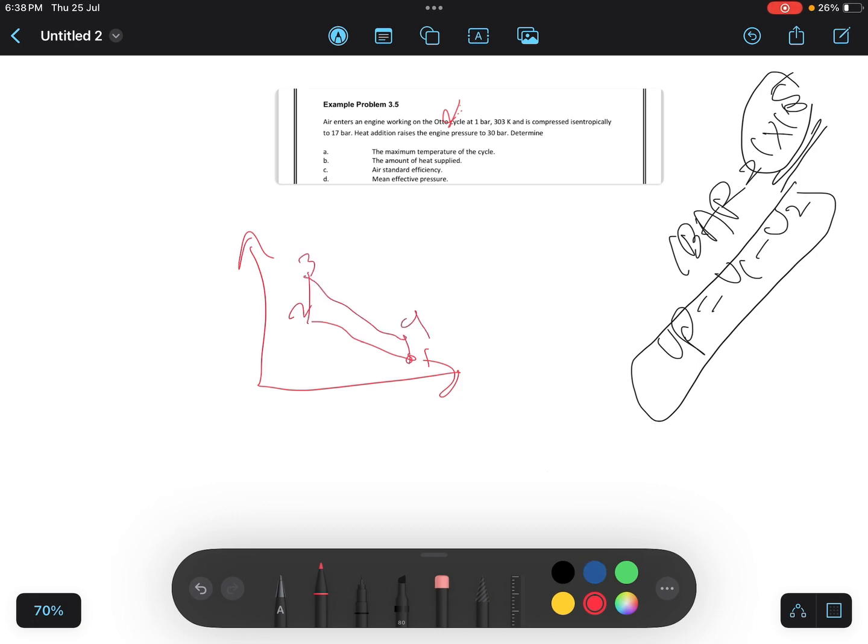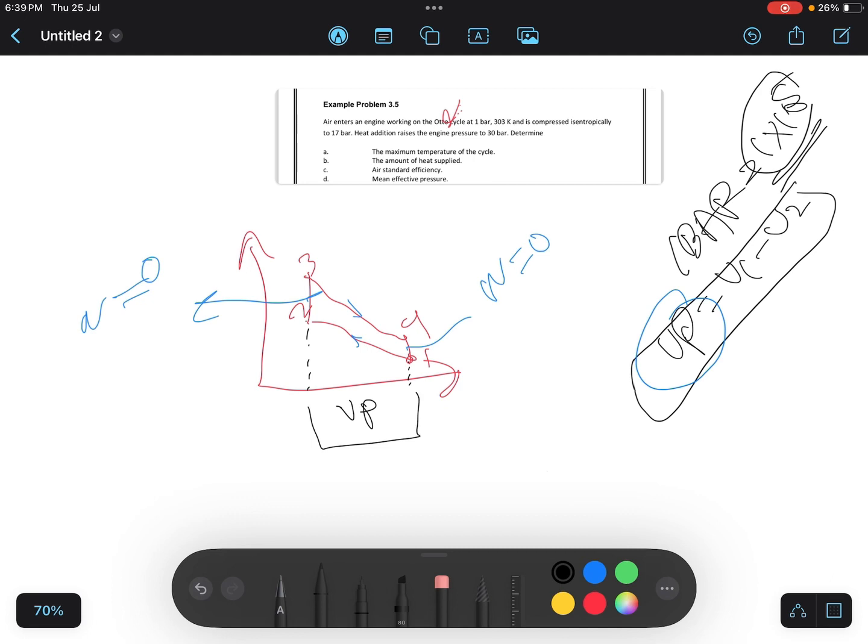I'm sorry for this bad handwriting, but it is what it is. So we have W equals 0. W equals 0. So 1 to 2 is isentropic compression, and what does stroke volume mean? It is the difference between V1 and V2, right? So let me draw something here to make it clear. That's the stroke volume, the difference between these two.